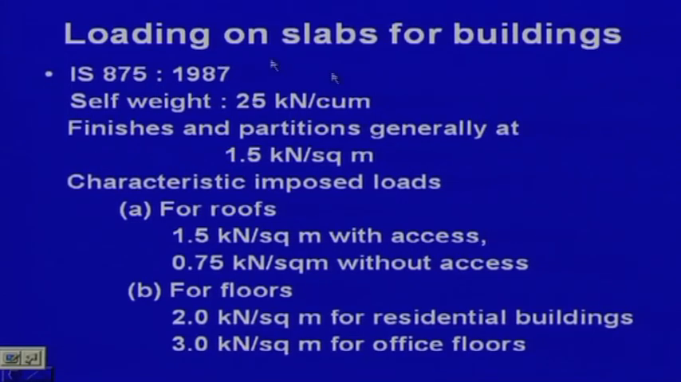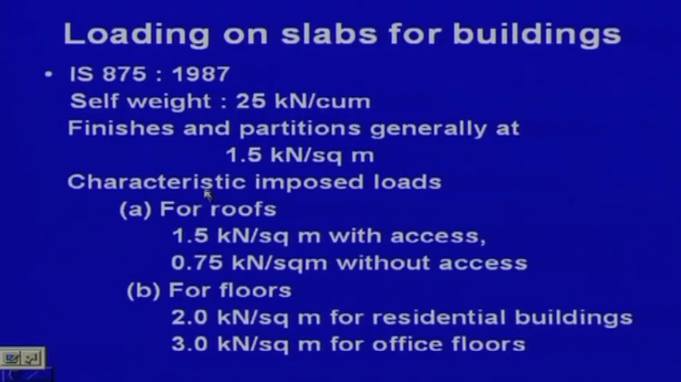Let us say at least we should remember this one, and what IS 875, 1987 says. Obviously, we have to take self weight for reinforced concrete, already we have used this, 25 kilonewton per cubic meter. Finishes and partitions, we generally use at 1.5 kilonewton per square meter. Please note it is cubic meter there, and here we are using 1.5 kilonewton per square meter. For finish and partition, the partition wall is, say, a 125 millimeter thick brick wall. You can place it anywhere, so we shall distribute that load, and that is where the 1.5 kilonewton per square meter comes from.